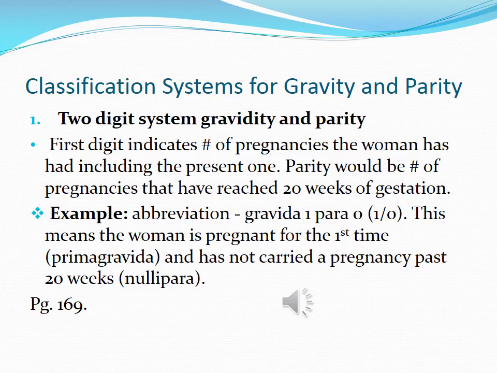Now we'll discuss the classification system for gravity and parity. The 2-digit system, gravity and parity. First digit indicates the number of pregnancies the woman has had, including the present one. Parity would be number of pregnancies that have reached 20 weeks of gestation. Example, abbreviation, gravida 1, para 0, 1/0. This means the woman is pregnant for the first time, prima gravida, and has not carried a pregnancy past 20 weeks, nullipara. See your textbook, page 169.